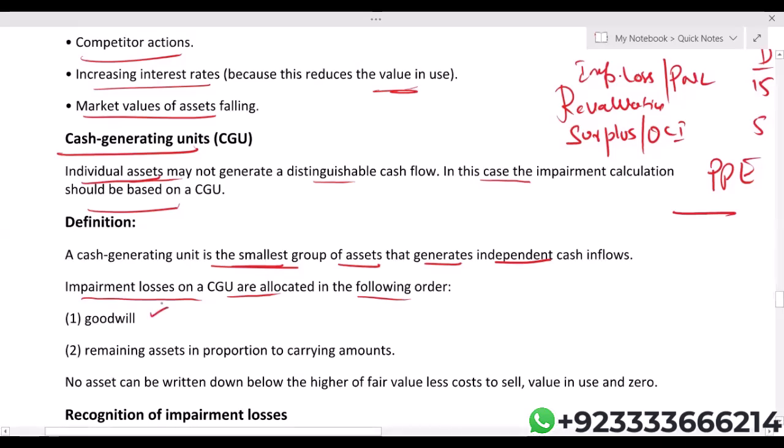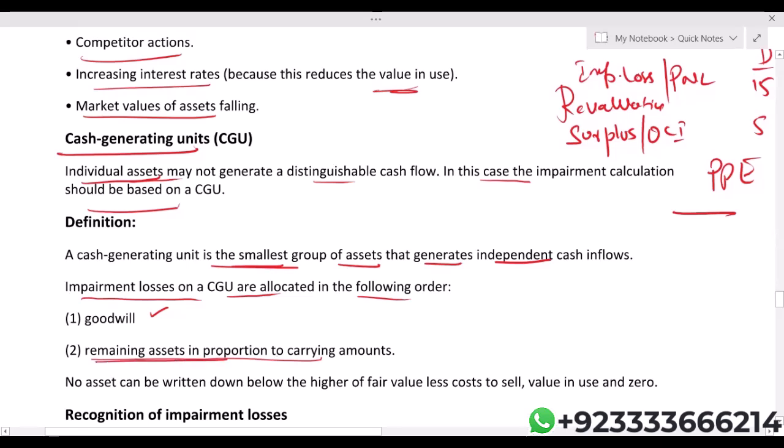So let me repeat. What is the sequence of allocating impairment loss to a cash generating unit? Number one, specifically mentioned asset. The second is goodwill. Third, remaining assets in proportion to their carrying amount, but only those assets which fall in the scope of IAS 36.